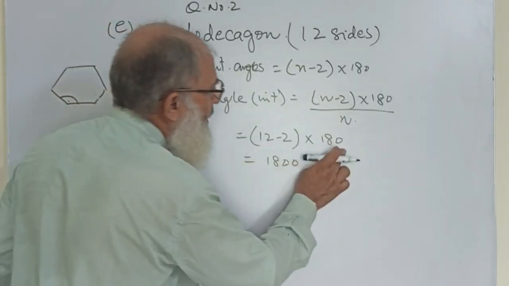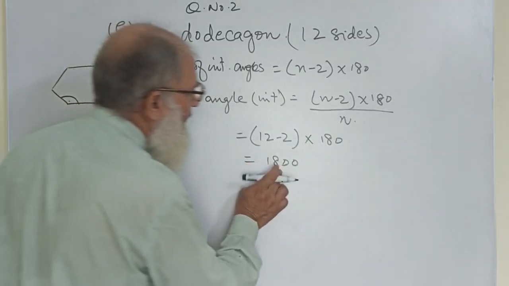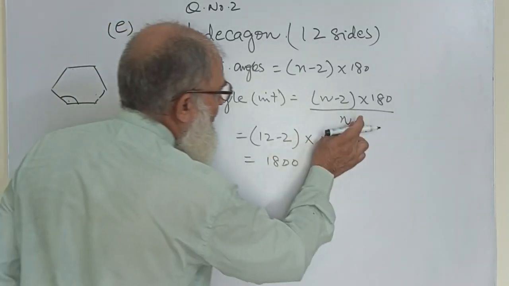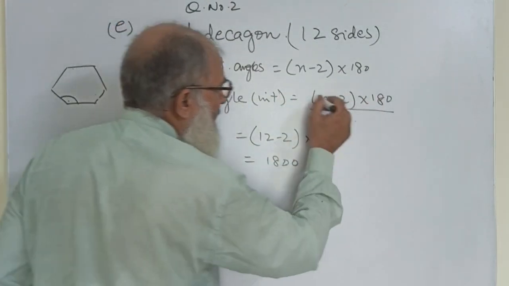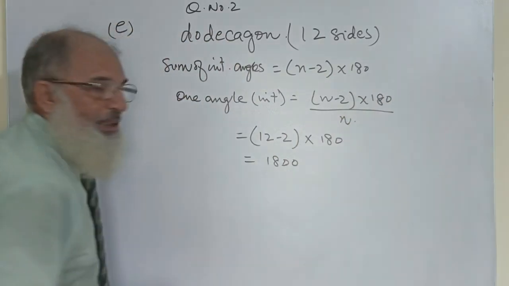When you multiply 10 by 180, you get 1800. Then again, for this one angle, the upper part has already been solved.